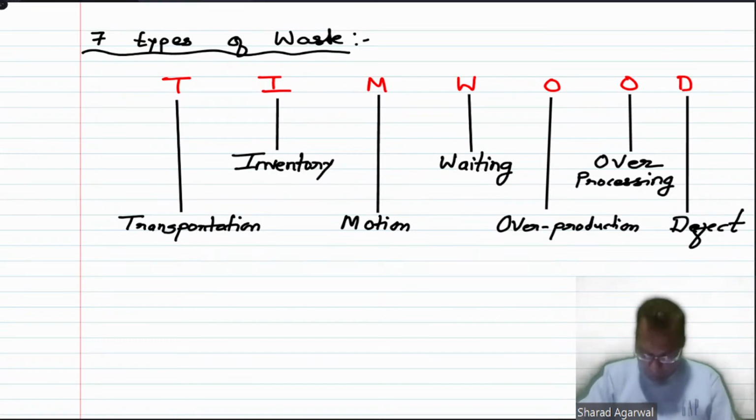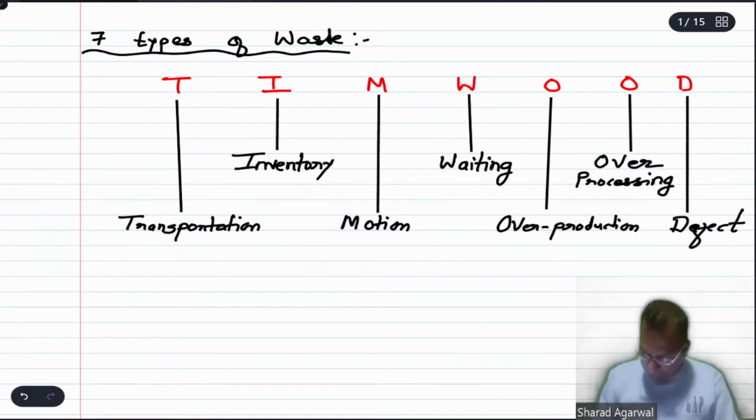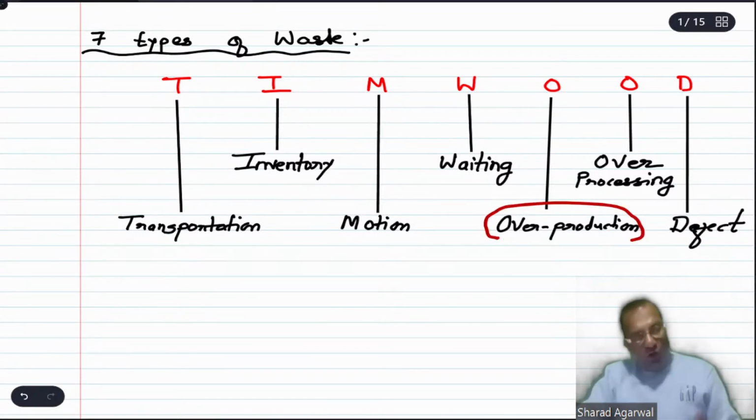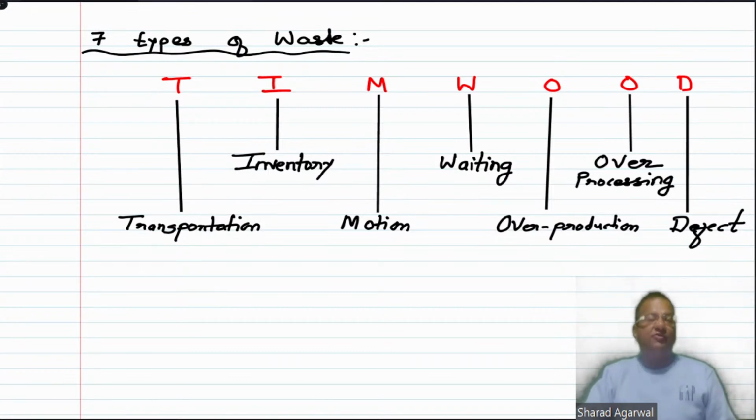Have you copied the same? Now, let's understand the meaning of each and every word. First of all, I'm starting with the word overproduction. According to the author, these are the 7 areas in which the organization is incurring the cost, but the customer is not being benefited from the same. The first point is overproduction.